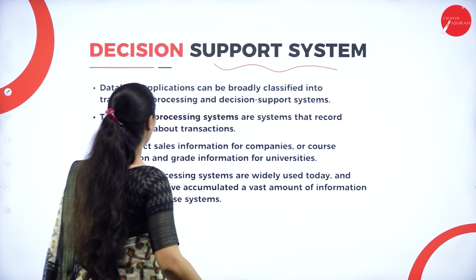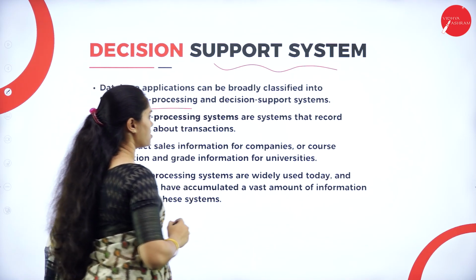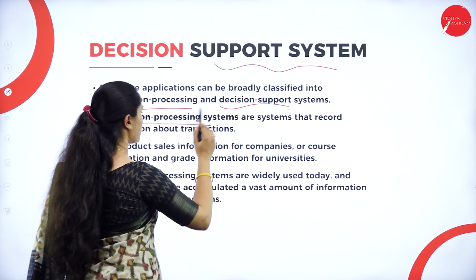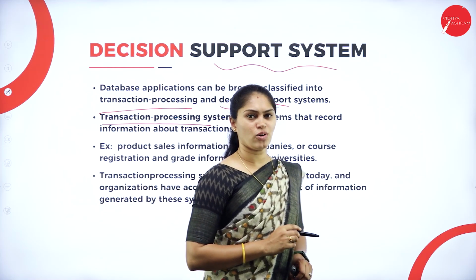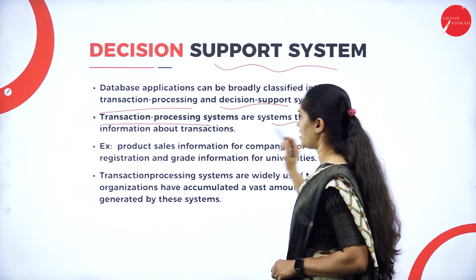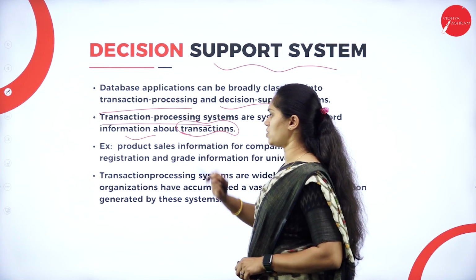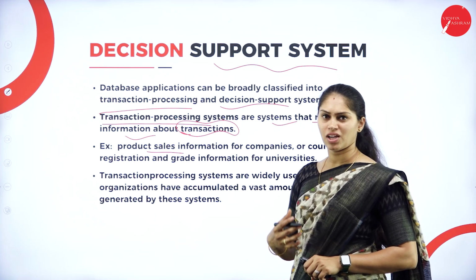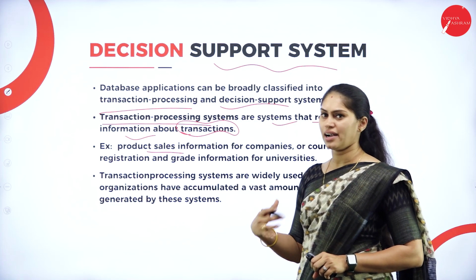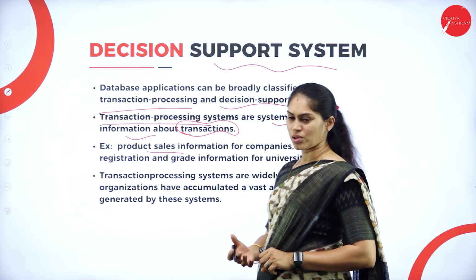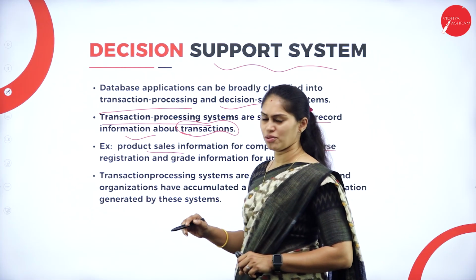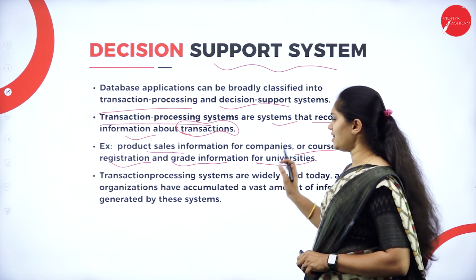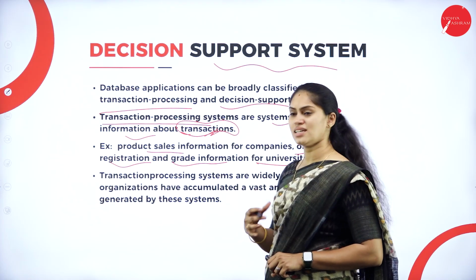It can be of two types, right? One is transaction processing, and the other is decision support system. The transaction processing system records information about the transactions that I am making, whether I am checking a product sale and storing it in a cart, or booking a book, or course registration and grade information of a university. All these are examples of transactions.